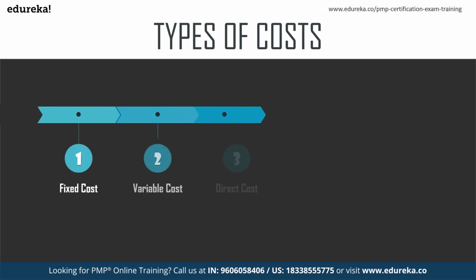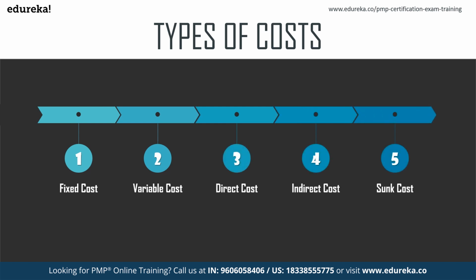The next types of cost we come across are fixed cost, variable cost, direct cost, indirect cost, and sunk cost. When I say fixed cost, these are the costs that do not change throughout the project life cycle. For example, if the construction of a road is happening, the excavators and bulldozers are fixed cost. Whereas when I say variable cost, the cost varies throughout the project. For example, hourly labor and cost of material could vary as the project progresses.